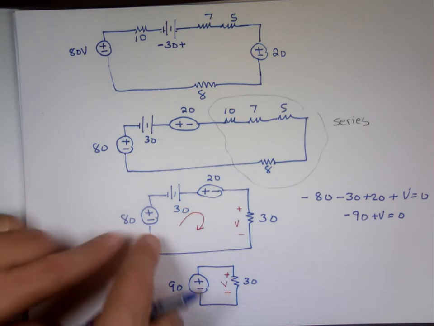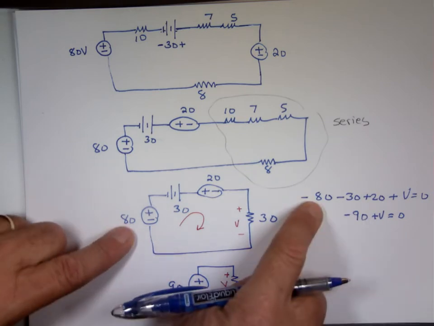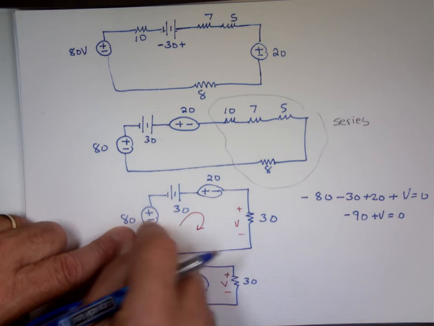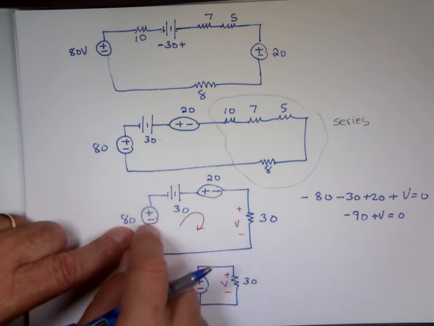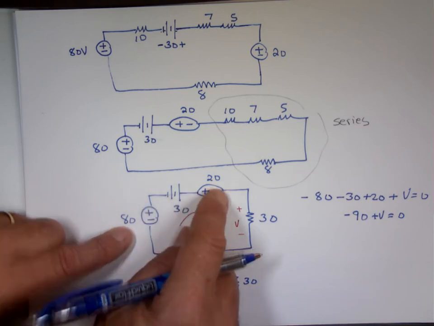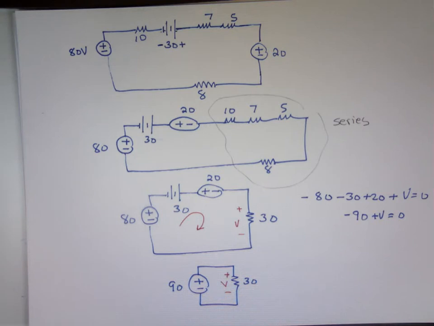You can see that from KVL. This is minus 80, that's plus 20. That's going the opposite direction. I'm going this way, minus to plus, but this is plus to minus. I need to subtract them. So that's the equivalent of that circuit. Now if I want to find the voltage or the current through them, I'm done.